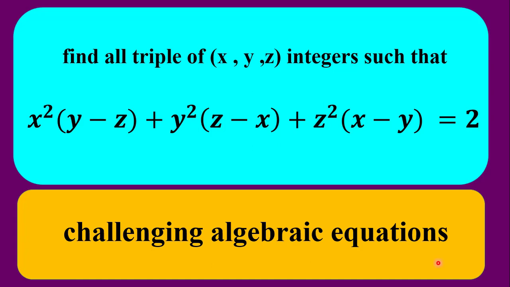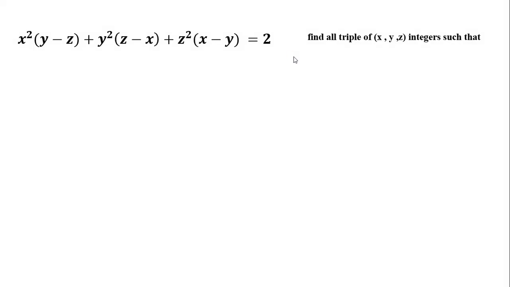In this video, we're going to solve a challenging algebraic equation. We're going to find all triples of integers x, y, and z such that x squared times (y minus z) plus y squared times (z minus x) plus z squared times (x minus y) equals 2. In the first step, we need to multiply y minus z by x squared, z minus x by y squared, and x minus y by z squared.